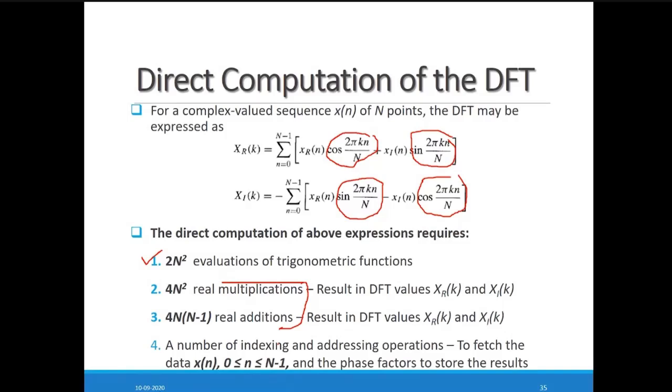So here, a number of indexing and addressing operations to fetch the data. Every time we have to fetch the data. So indexing and addressing operations are needed to fetch the data x of n, where n ranges from 0 to N minus 1, and the phase factors to store the results. So every time we have to index the data, address the data.